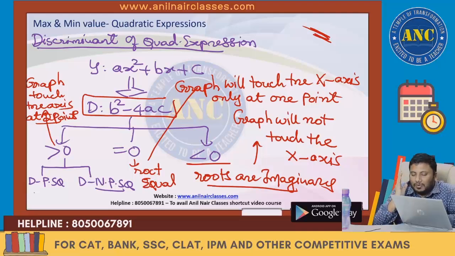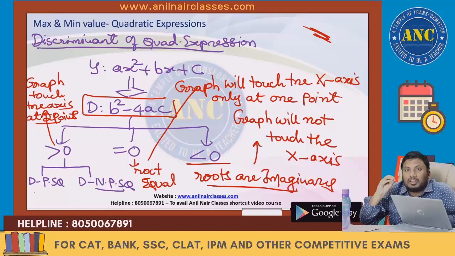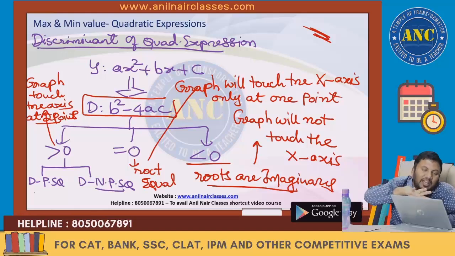If it is equal to 0, roots are equal, and the graph will touch the axis only at one point. I will prove it to you with an example in the next slide. Write the theory here. With examples we will discuss in the next slide.